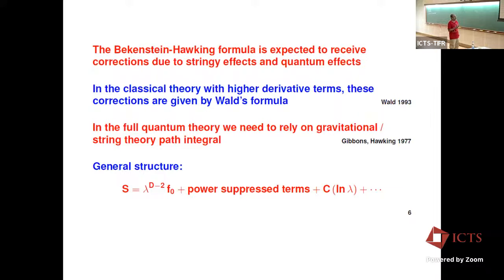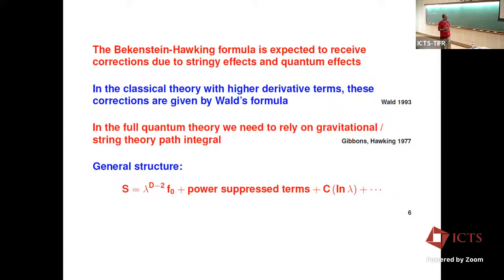Now, the Bekenstein-Hawking formula is expected to receive corrections. These corrections can be due to stringy effects, which typically take the form of higher derivative terms in the action, but also quantum effects. If we restrict our analysis to the classical theory with higher derivative terms, which is what I mean by stringy effects, then these corrections are given by Wald's formula, who wrote down a general formula that expresses the entropy of a black hole in the presence of higher derivative terms in the action. But in the full quantum theory, we need to rely on gravitational or string theory path integral, and we will come back to this later.